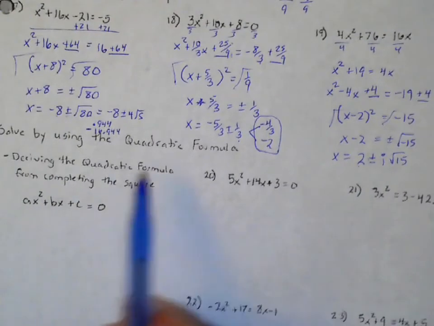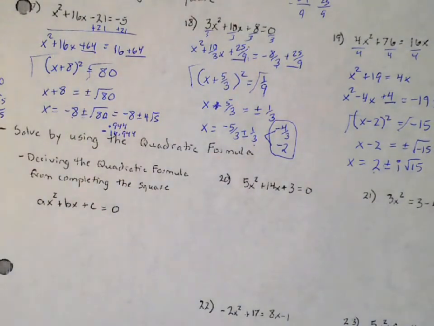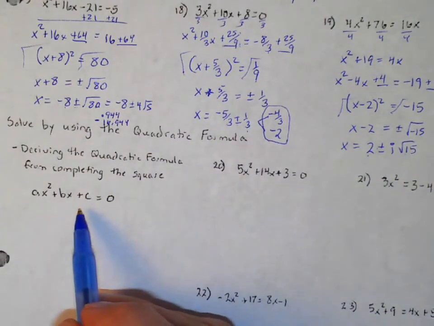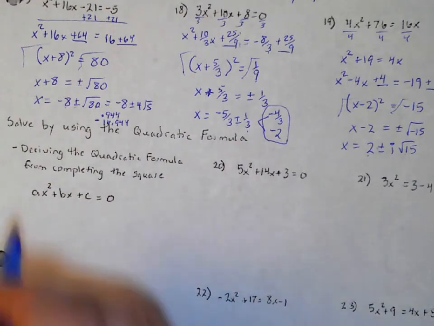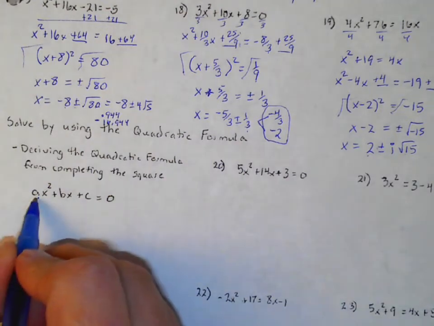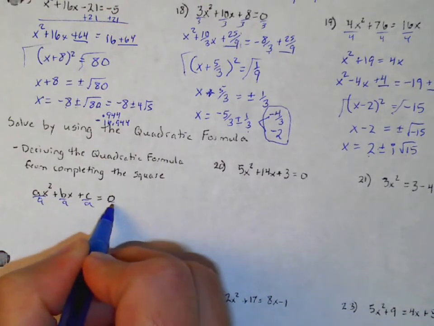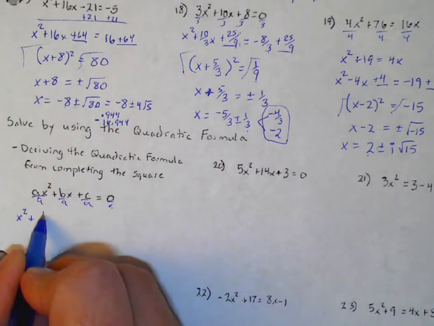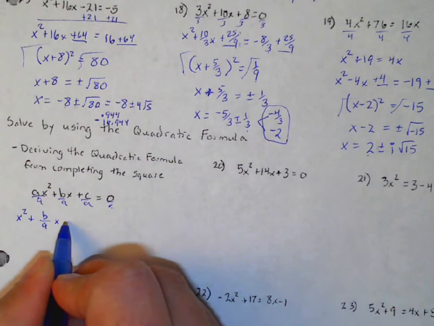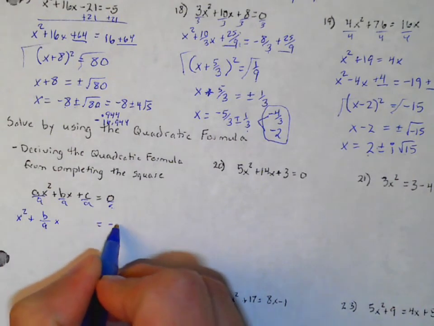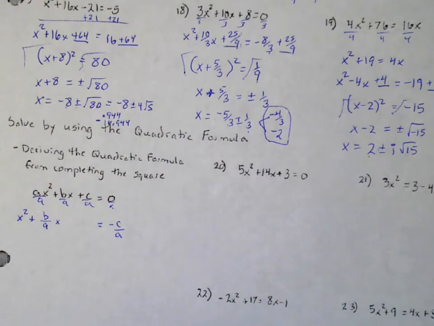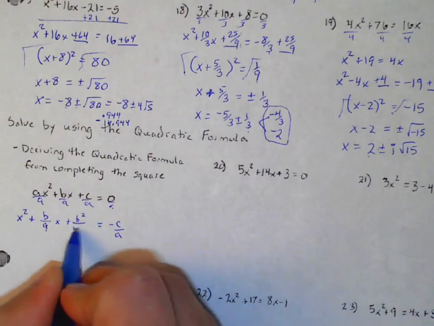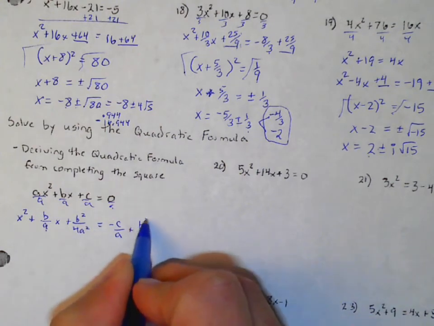Okay. Now the quadratic formula, hopefully you guys have this memorized, but let's derive it. Let's see how it works here. We're going to use completing the square. So the first thing to do is divide everything by a. 0 divided by a is still 0. So we'd have x squared plus b over a x equals negative c over a. Subtract that over. And if we take half of this and square it, we get plus b squared over 4a squared.